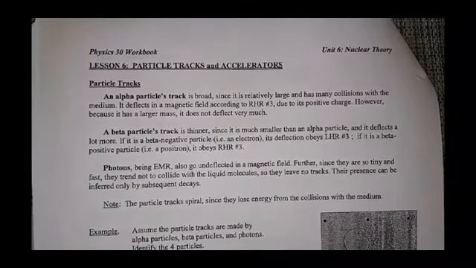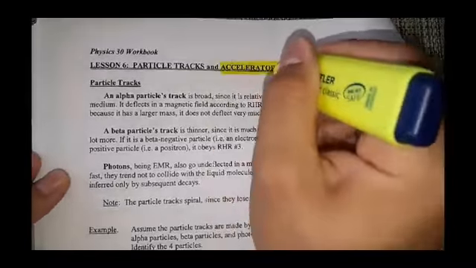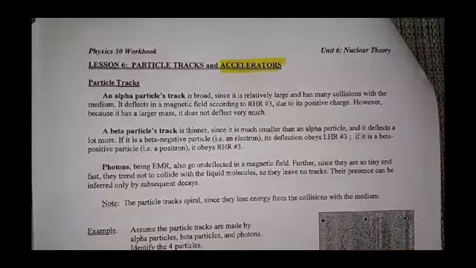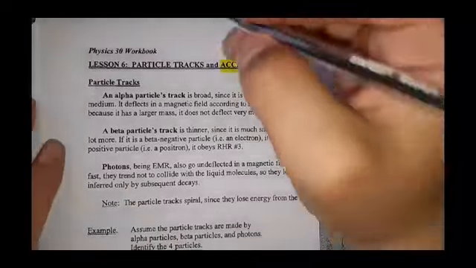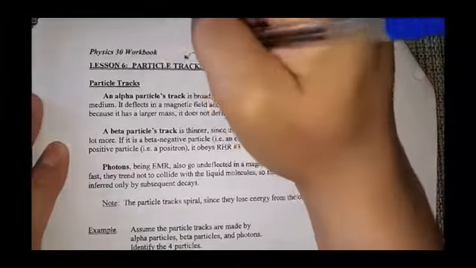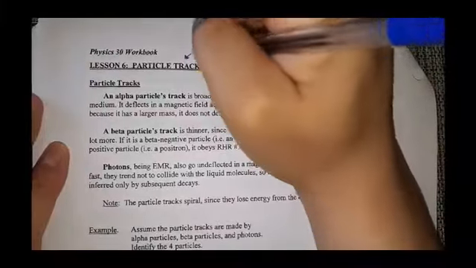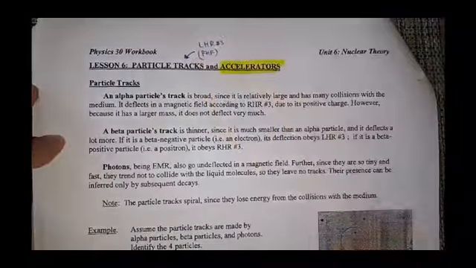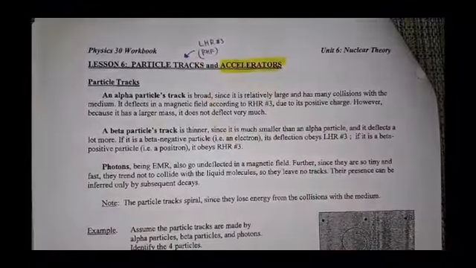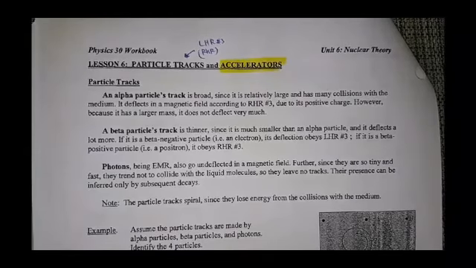Today's lesson is lesson number 6, particle tracks and particle accelerator. And of course, our main part is particle accelerator for calculation. For particle tracks, we basically need to revisit our left-hand rule number 3 or right-hand rule number 3. Because, long story short, alpha particle is positively charged, we have to use right hand. When it comes to beta negative, left hand. Beta positive, right hand. Gamma particle, no hand rule because it's EMR. So have that in your mind.